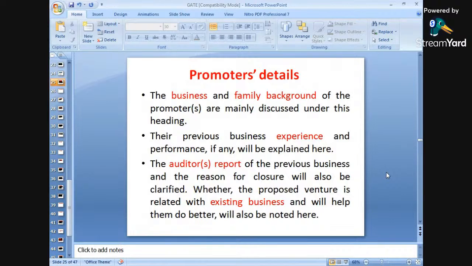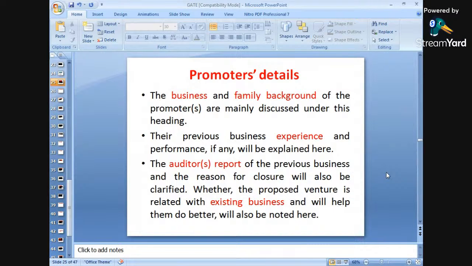Okay. Next is promoter details. The promoters, the business, and the family backgrounds of the promoters are finally discussed under this heading. Their previous business experience and the performance, if any, will be explained here. That means what the previous experience or previous performance or the previous status for the particular type of project was. So promoters, their previous business experience, and performance will also be considered.